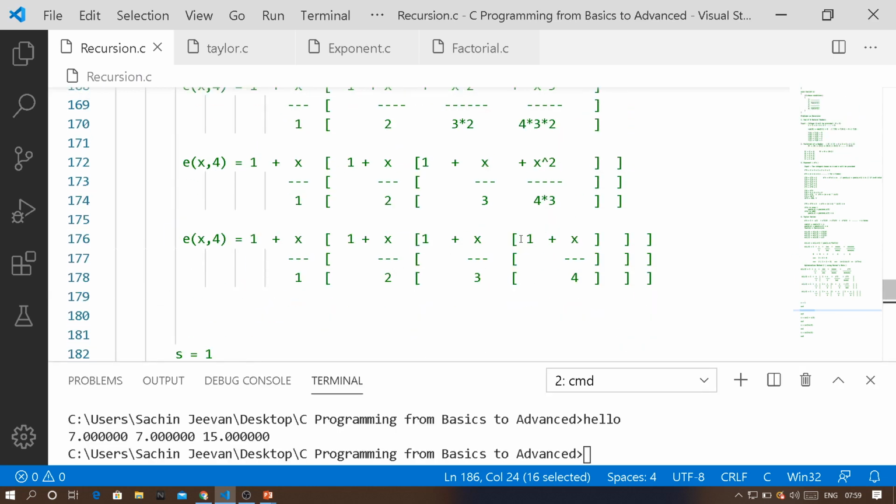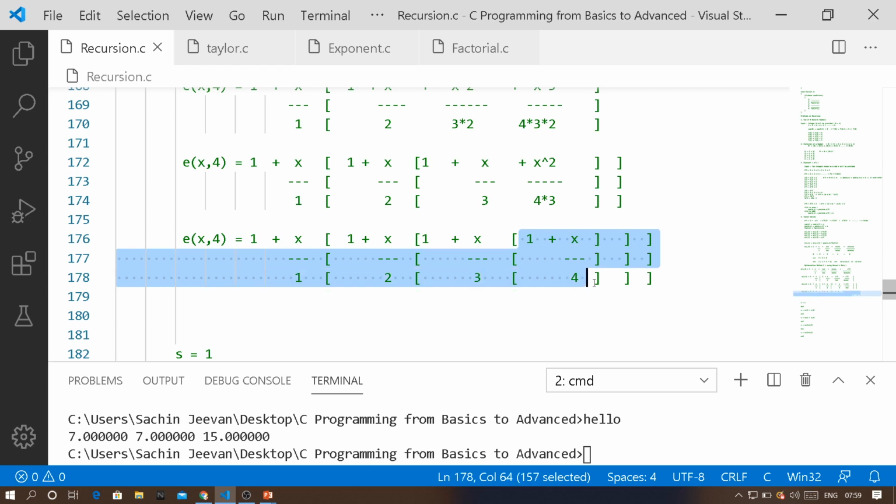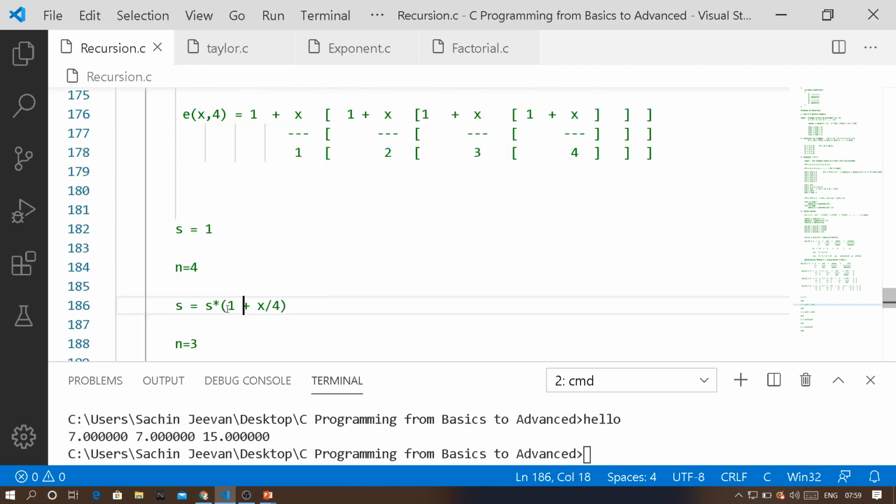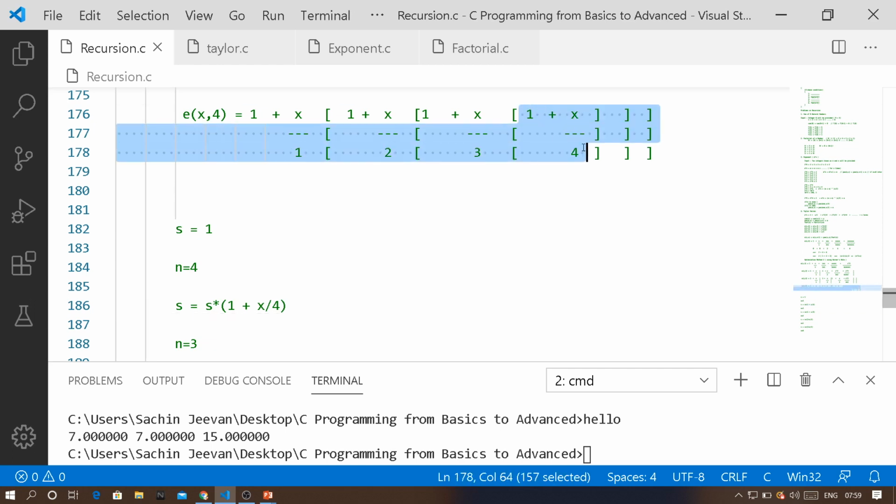So if you see here, 1 plus x divided by 4 is not again multiplied with the entire 1 plus x divided by 3. It is just multiplied with x divided by 3, and then it is added with 1. So multiplication is not common for 1 and x divided by 3, that we should remember. So we should not be writing s is equal to s multiplied by 1 plus x divided by 4, because this s means the calculated value 1 plus x divided by 4, and it is not common to both your 1 and x divided by 3, whereas it belongs to only x divided by 3.